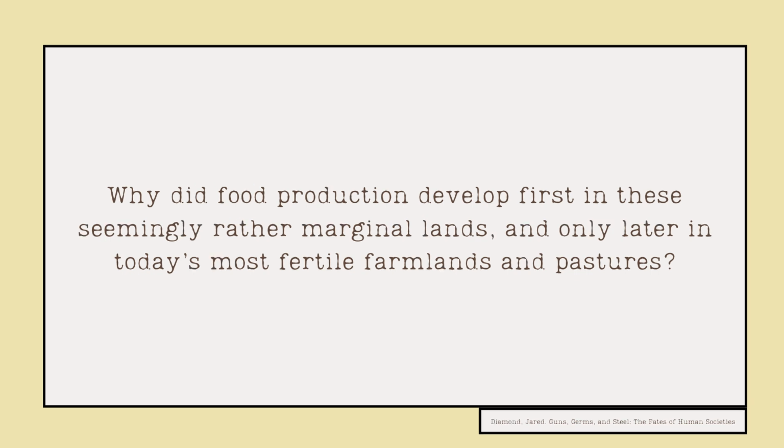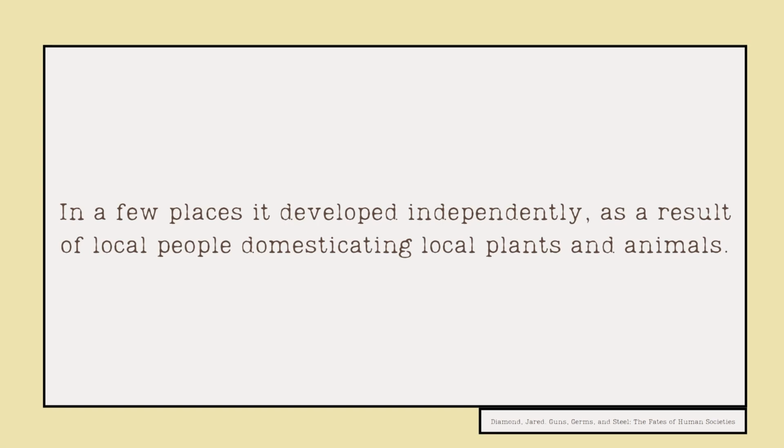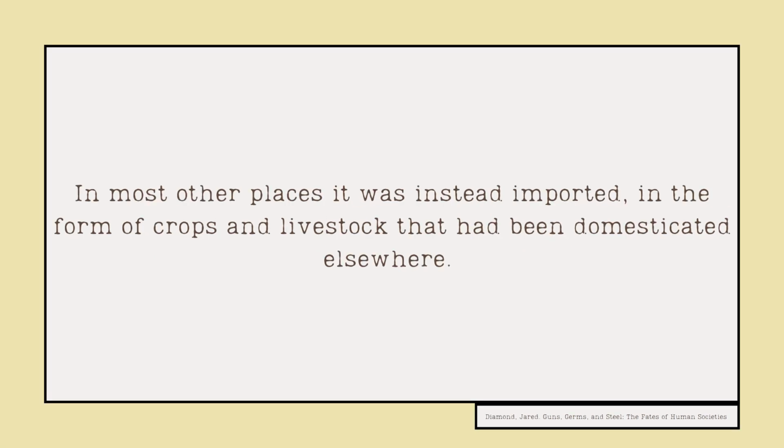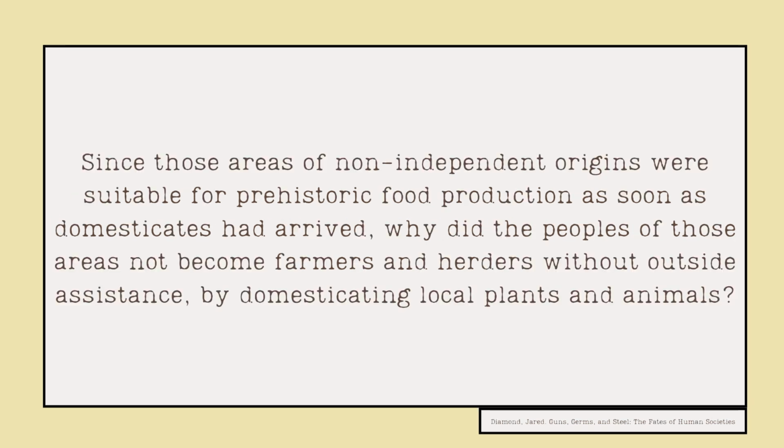Why did food production develop first in these seemingly rather marginal lands and only later in today's most fertile farmlands and pastures? In a few places, it developed independently as a result of local people domesticating local plants and animals. In most other places, it was instead imported in the form of crops and livestock that had been domesticated elsewhere. Since those areas of non-independent origins were suitable for prehistoric food production as soon as domesticates had arrived, why did the peoples of those areas not become farmers and herders without outside assistance, by domesticating local plants and animals?